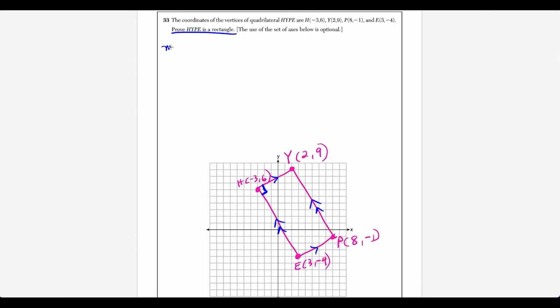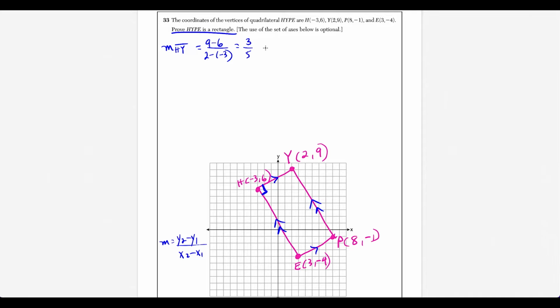So we have the slope of, let's say we do segment HY first. So the slope of segment HY, and just know the formula for slope, you do the difference in the Y values, like Y2 minus Y1 over X2 minus X1. So here, if we use that slope formula, for HY we have 9 minus 6 divided by 2 minus negative 3. Now this is going to give us 3/5. When we do 2 minus negative 3, it's going to become 2 plus 3.